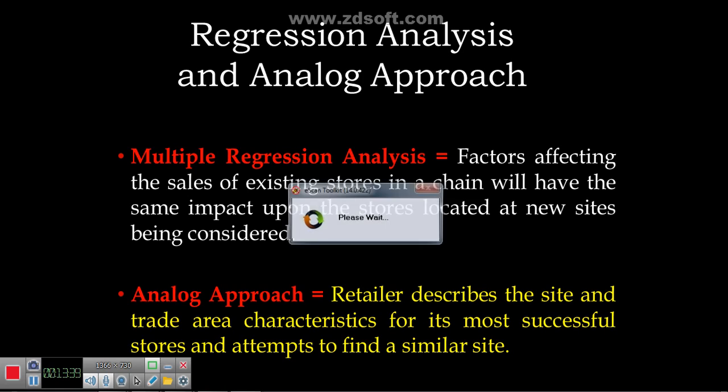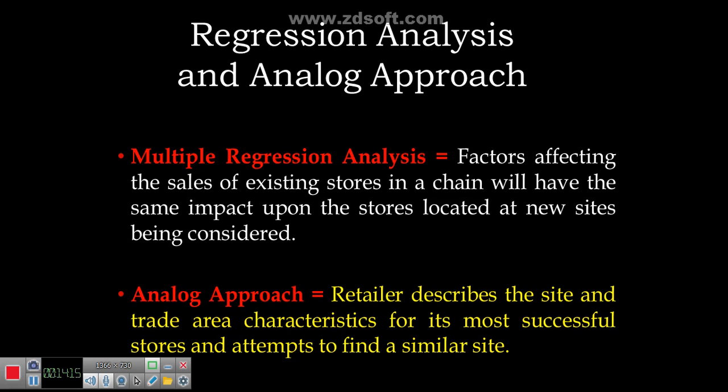Again, it is for existing retail firms, those who already have some retail stores. Let's say a retailer started about 200 stores. Definitely all 200 stores will not be performing well, but the retail firm will consider the site characteristics and the trade area characteristics of those stores which are performing best, or whose performance is highest. In simple terms, whose sales are highest. Let's say the top 10, top 20 stores among the 200 stores.